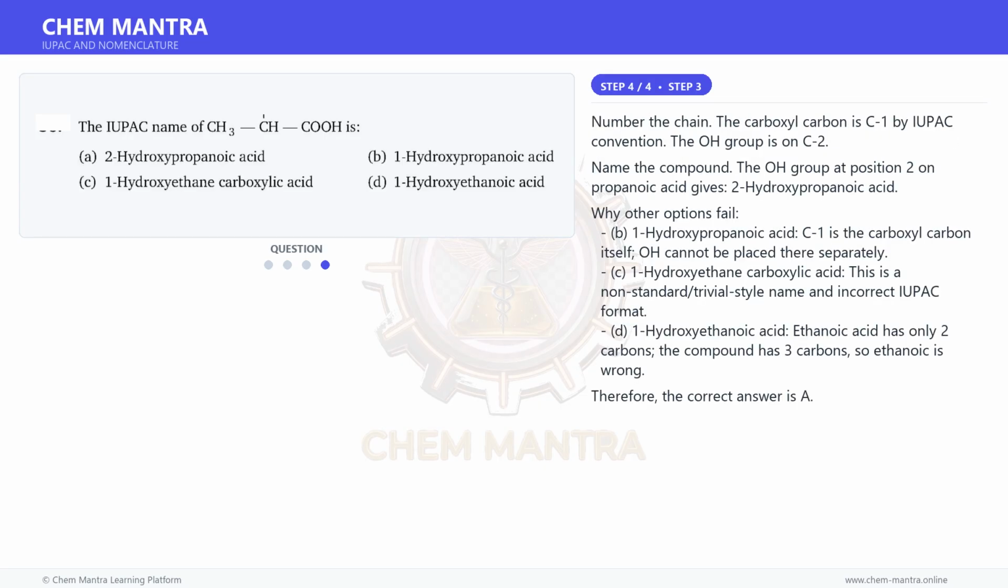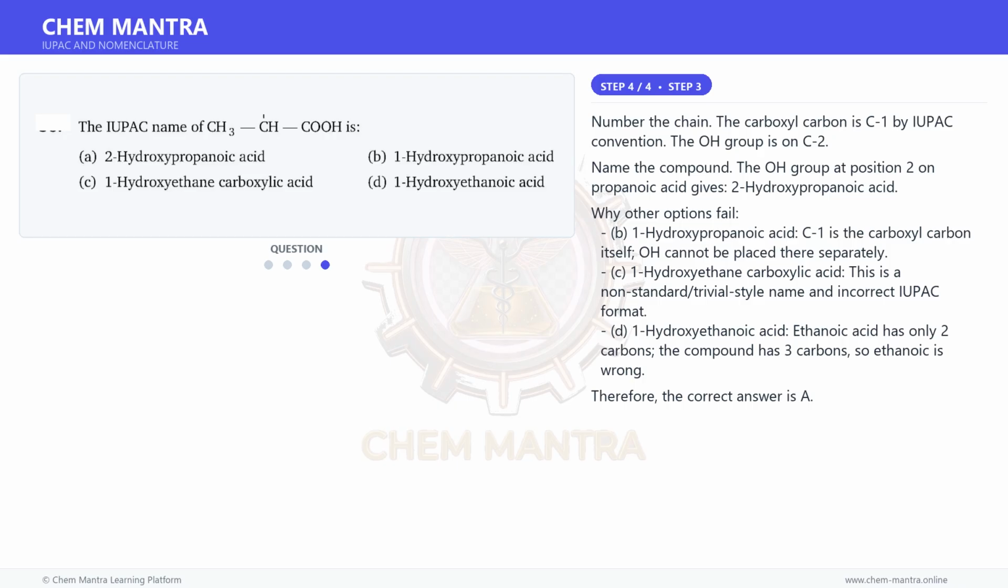And for the final step, number the chain. The carboxyl carbon is C1 by IUPAC convention. The OH group is on C2. Name the compound. The OH group at position 2 on propanoic acid gives 2-hydroxypropanoic acid.